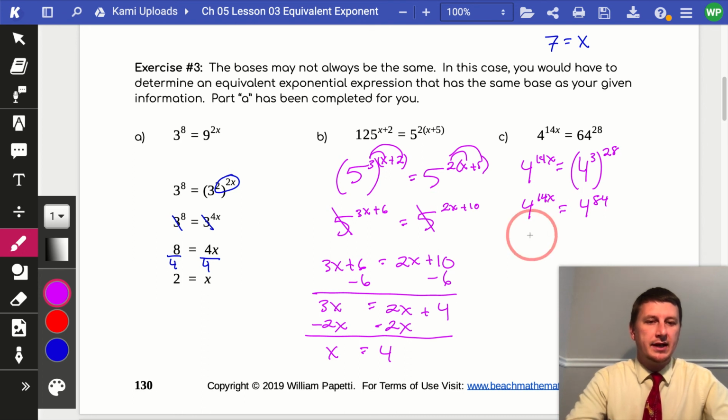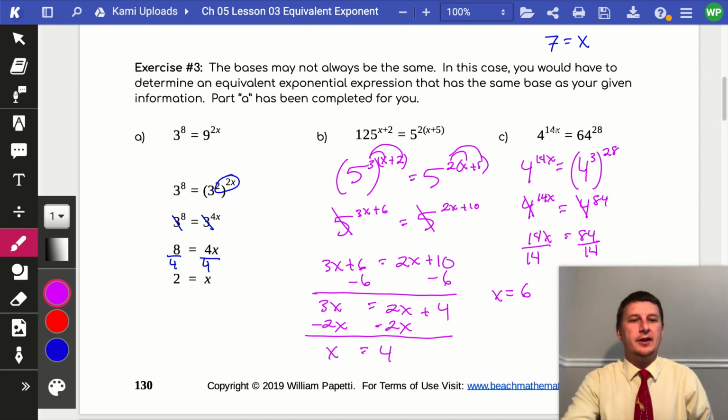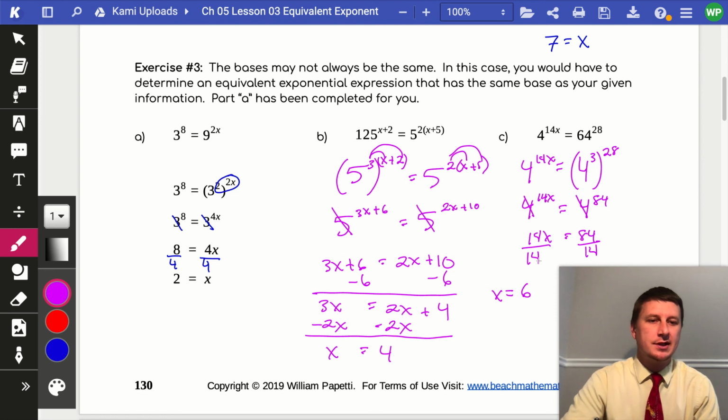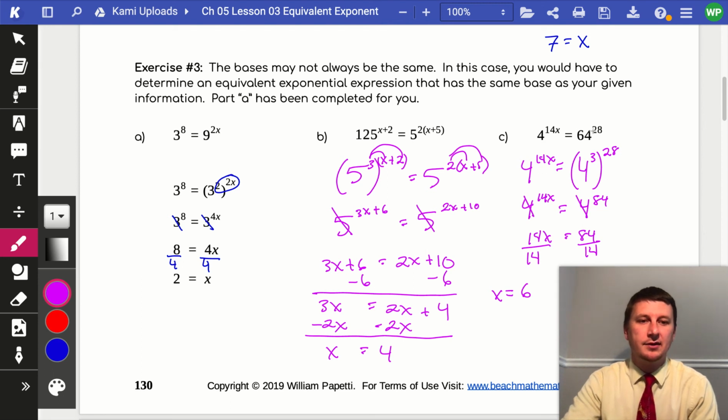Now that I have the same bases, I could set 14x equal to 84. Bases cancel out. And I will divide by 14, and 84 divided by 14 will give me an x value of 6. So in this example, the x value of 6 would make these two expressions equivalent. And again, if you want to check that out, substitute x in, and you'll get 4 to the 14 times 6 is going to be the same value.